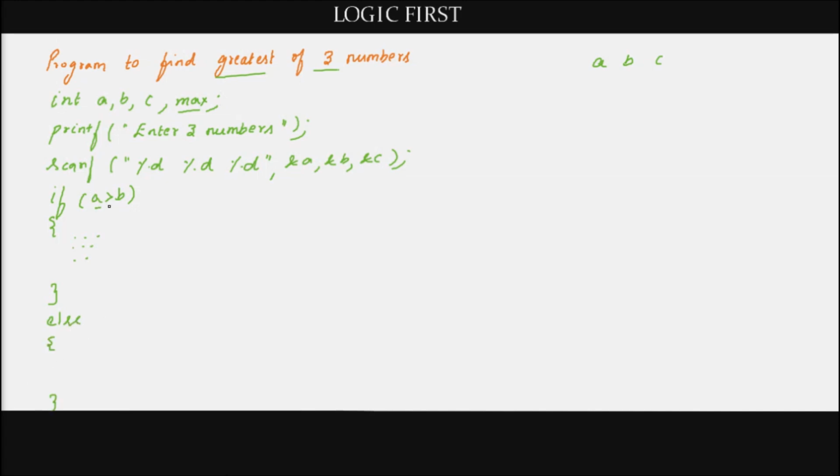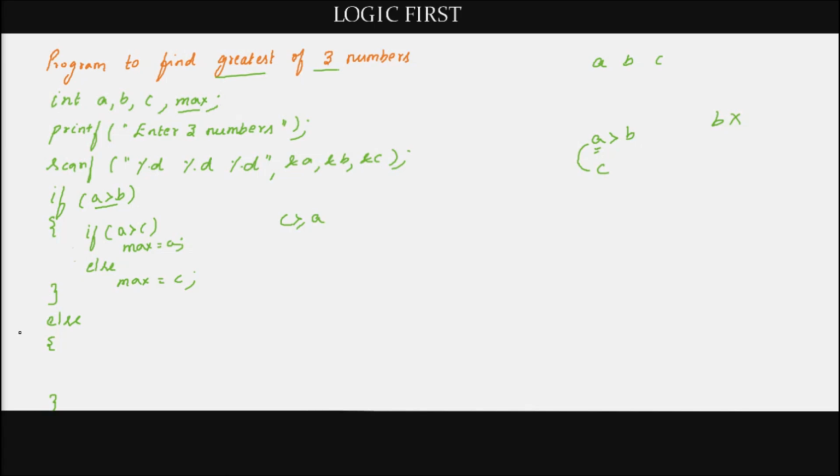So now let's consider that A is greater than B. From this we can conclude that B is not the maximum number. It has to be either A or C, right? In order to find that, we should again compare A and C. So again, if A is greater than C, then max has to be A. If not, it means that A is not greater than C, or in other words, C is greater than or equal to A. So in that case, max has to be C.